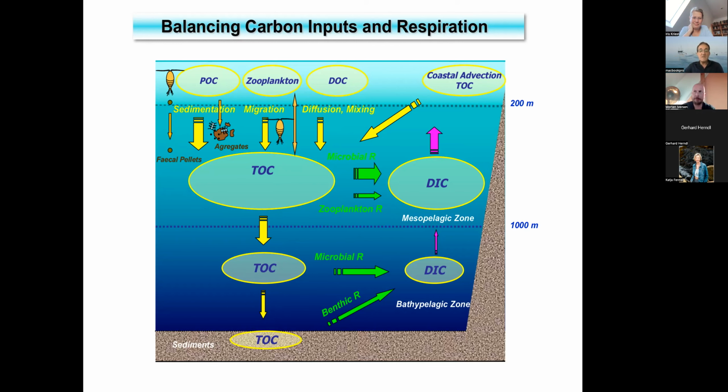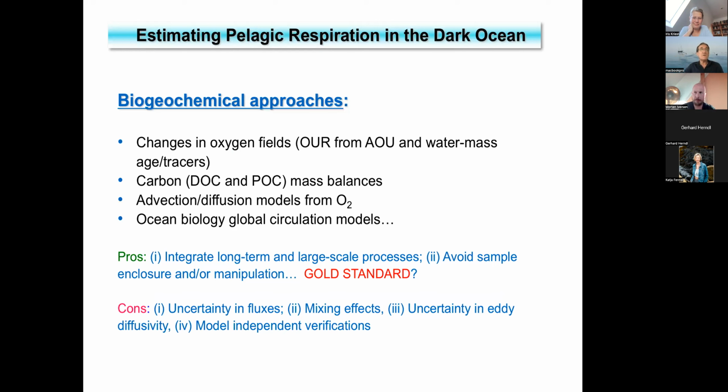So let us start with a very brief overview of biochemical approaches. We are going to talk about this in other talks and presentations. Jack and Pepe, I know that they have some presentation about that, but just saying that these, to me, should be the gold standard of the method, all these biochemical approaches, basically because they integrate these long-term and large-scale processes and avoid sample enclosure and manipulation. And that's the main reason for this. Obviously, there are some cons, like uncertainty in the fluxes, the mixing effects, uncertainty in the estimations of eddy diffusivity, both in the vertical and in the horizontal, and also all the models need some independent verification here.